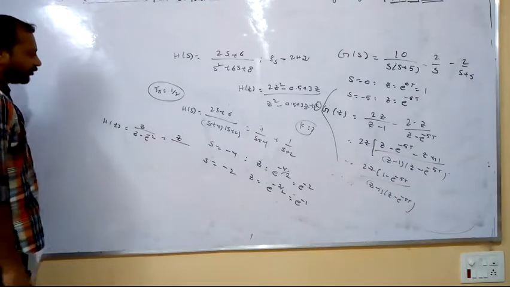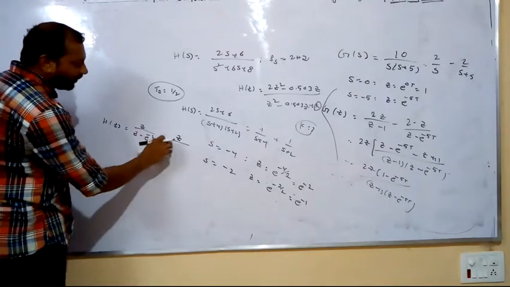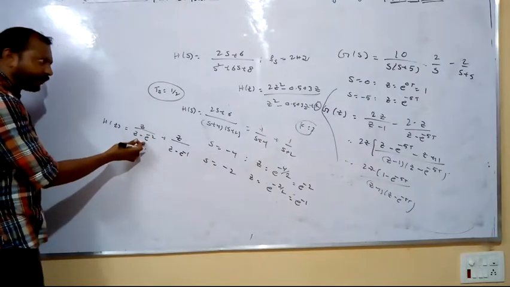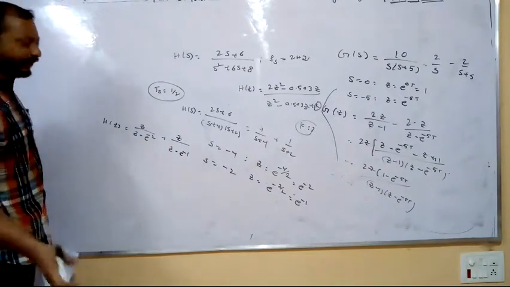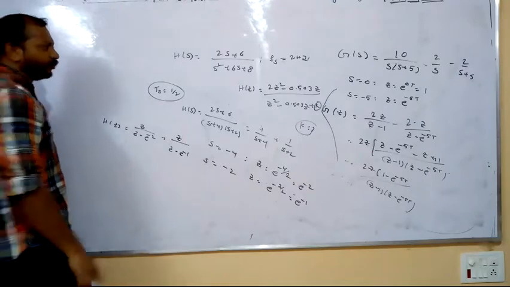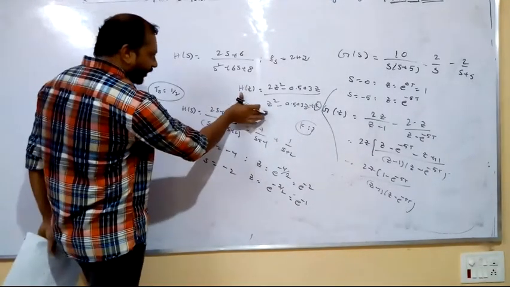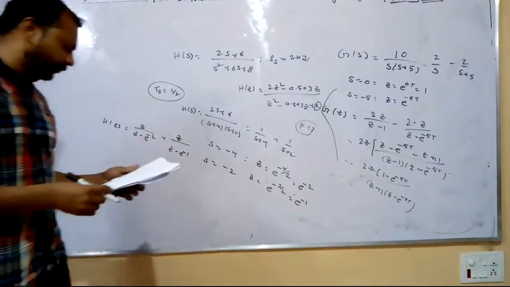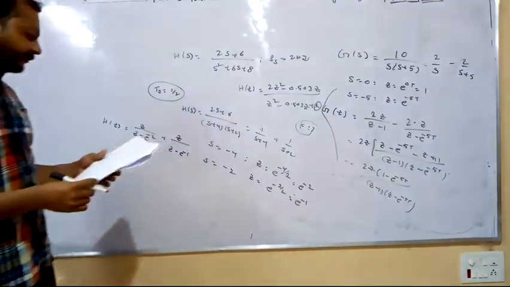Right, H of z is equal to z by z minus e power minus 2 plus z by z minus e to the power minus 1. Simple calculation, e power minus 2 you can substitute the value using the calculator, and by doing some simplification you may get an expression similar to this. From that you can get the value of k by comparison.